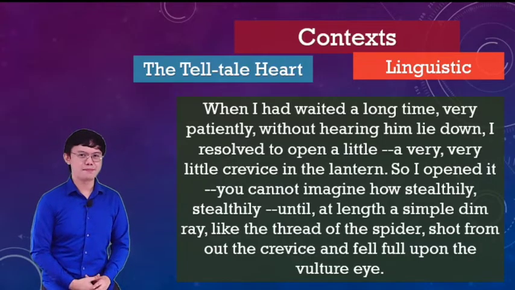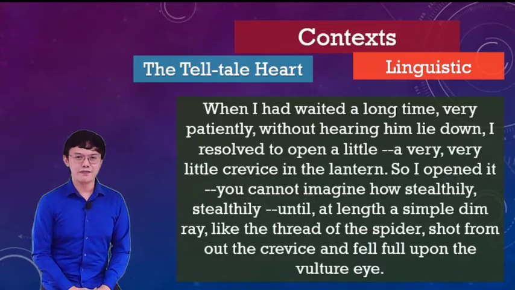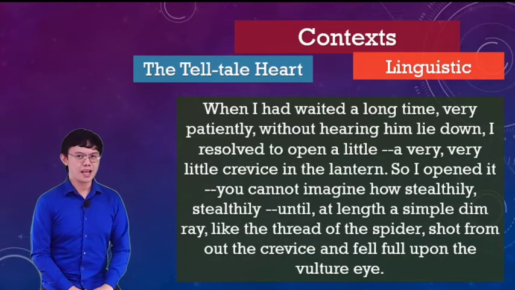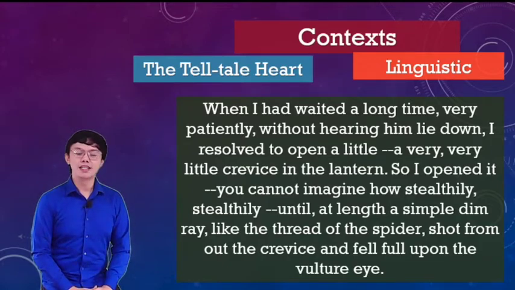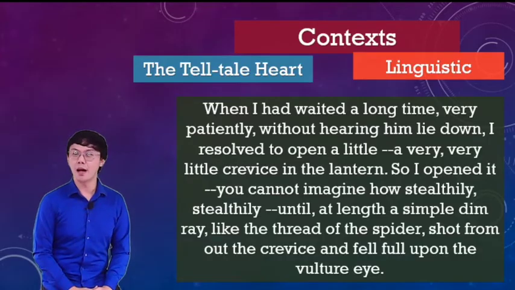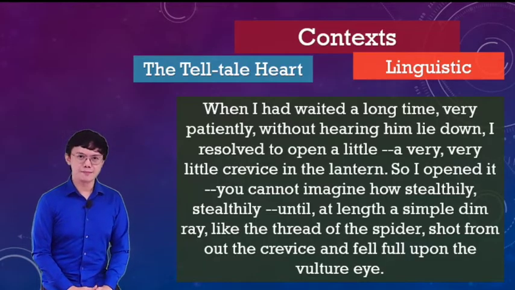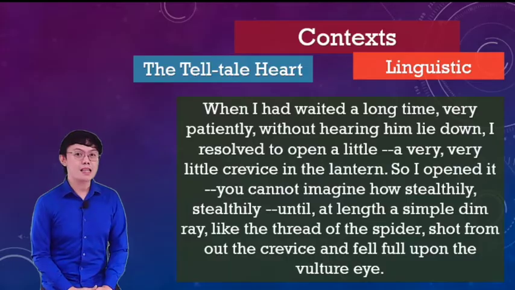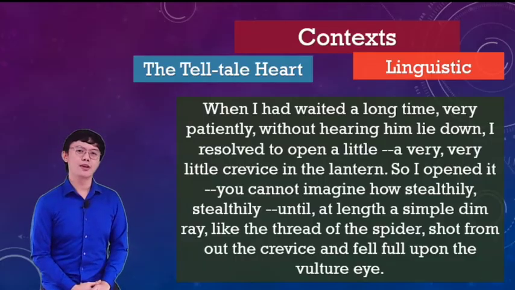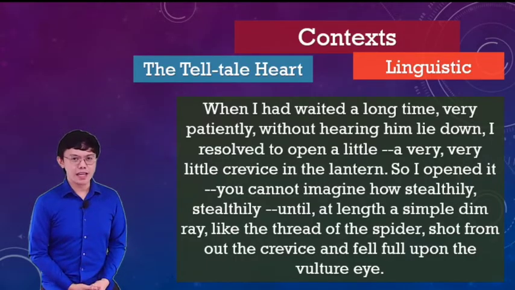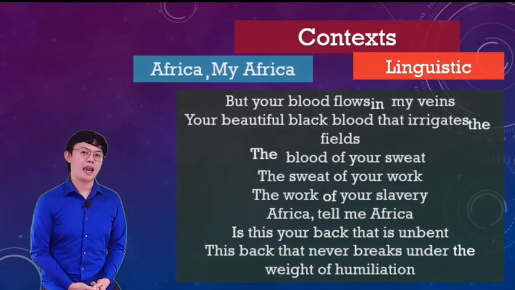What have you observed in this passage? How did the author evoke the feelings of horror here? Look at the words very and stealthily. They were repeated. Repetition of these words seemed to make the scene slow, just like how a murderer will probably open something in a crime scene. The writer has even used simile, like the thread of the spider, to vividly describe what is seen by the killer. Again, the linguistic context, or the surrounding words, including how they are arranged, evoke feelings of fear while reading the story. Another example would be Africa, My Africa by David Diop.